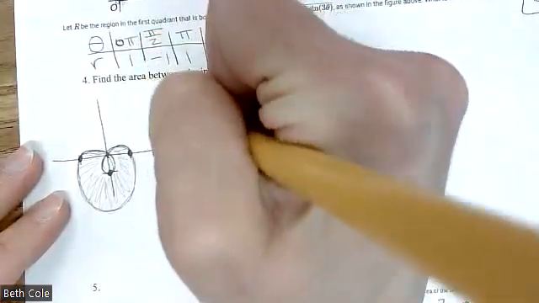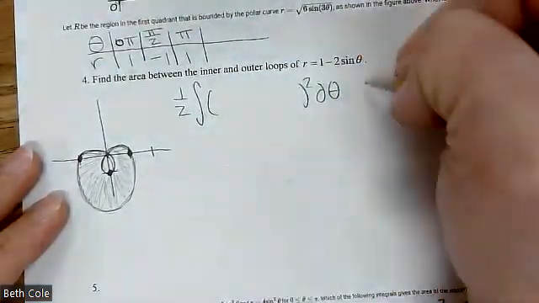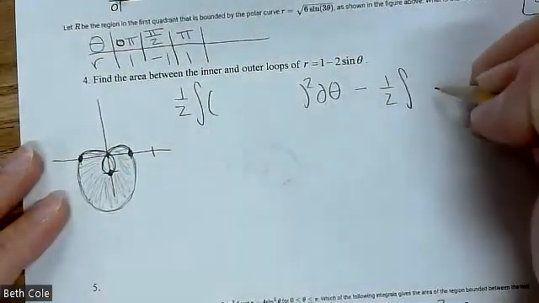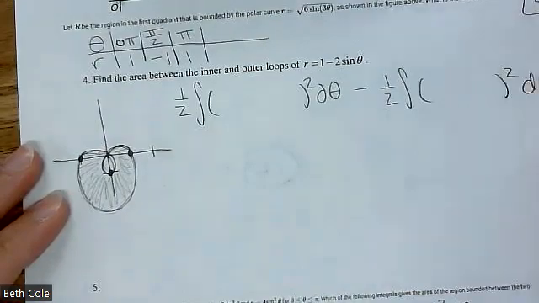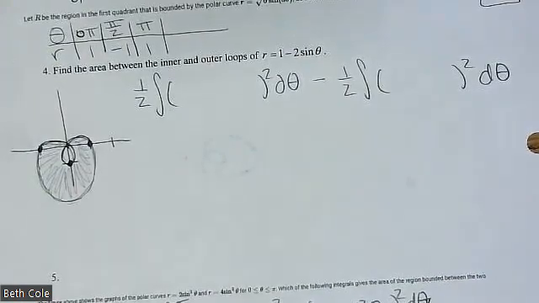We're going to have 1/2 an integral of r squared d theta for the outside part, and then minus another one for the inside part. Just set it up blank. You're going to have 1/2 integral r squared d theta minus 1/2 integral r squared d theta. You can't put them in the same one this time.